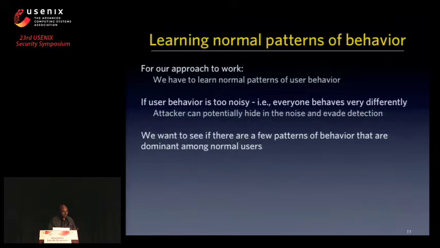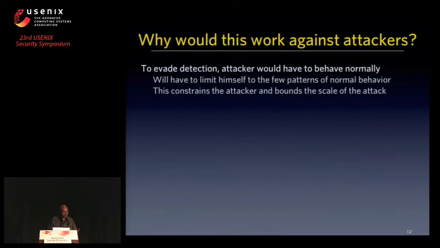So what we want to see is if there are a few normal patterns of behavior among all users on the social network. Now, why would this work against an attacker? To evade detection, the attacker would have to behave along these few normal patterns of user behavior. This limits the attacker and constrains and bounds the scale of the attack that the attacker can launch.